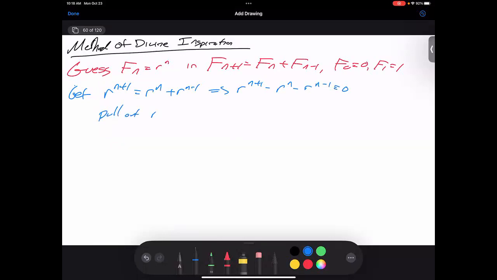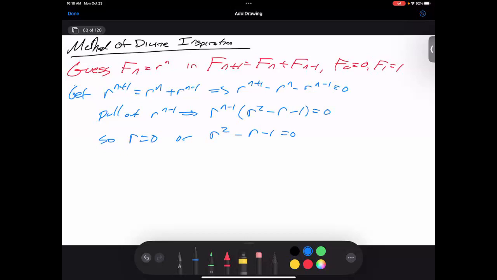We pull out r to the n-1, and we get r to the n-1 times (r squared minus r minus 1) equals 0. So either r equals 0 or r squared minus r minus 1 equals 0. Well, if r equals 0, what's the next solution going to be? What's r squared going to be? And r cubed. So if I just take r equals 0, it just generates an infinite string of zeros.